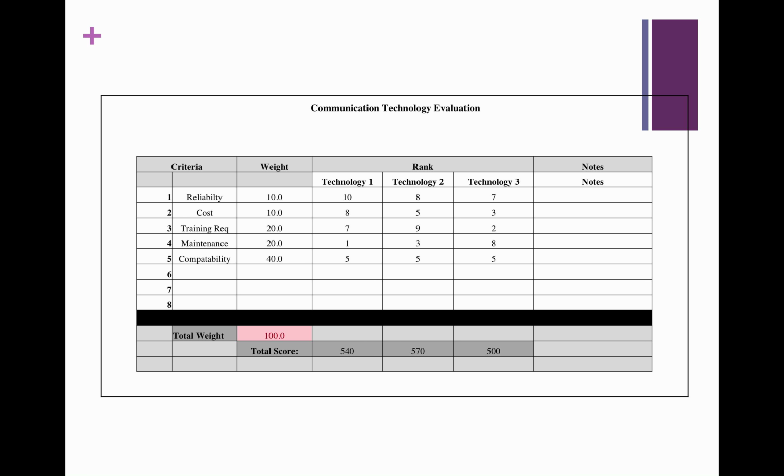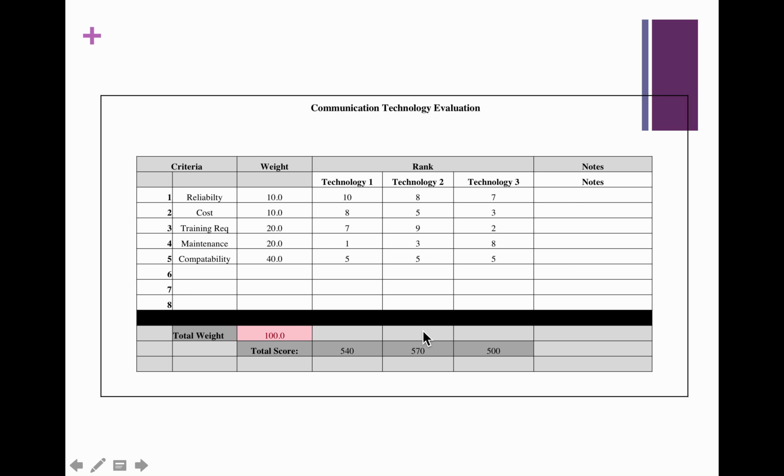So that's essentially, in a nutshell, a communication technology evaluation. It's a simple process. Again, you define your objective, you define your criteria, you weight your criteria, then you rank them by multiple people, and then you look at your total score. So in this example, clearly Technology 2 had the highest score, and it wins.